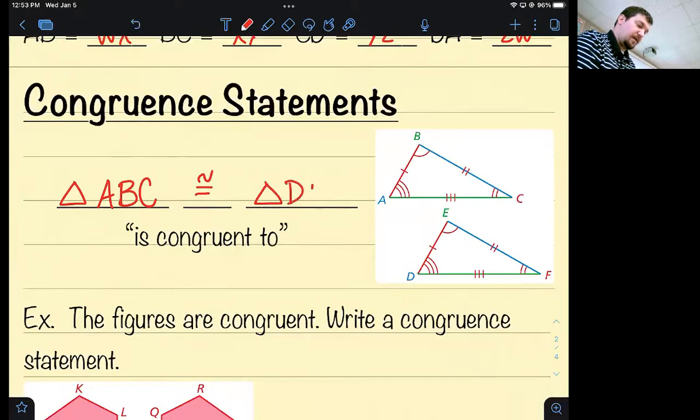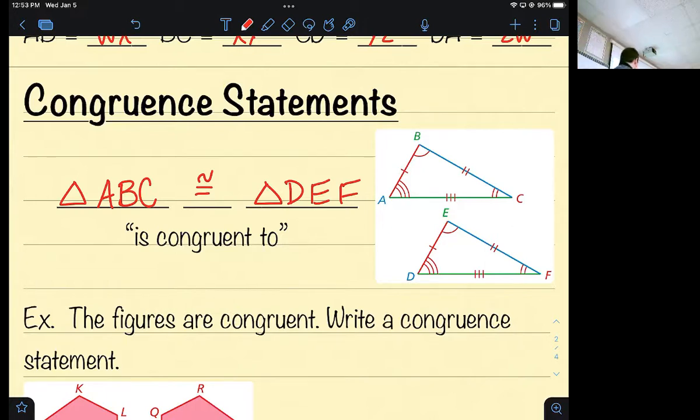Now you may be asking yourself, why is that so important? Well, a lot of times the two triangles will not look exactly the same. Maybe one of them, same size, same shape, maybe one of them has been rotated, reflected, translated, or all three. And so it's hard to tell which angle matches up with the other ones. And that's why these congruent statements come in handy.